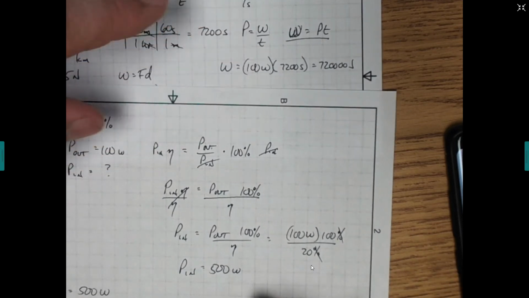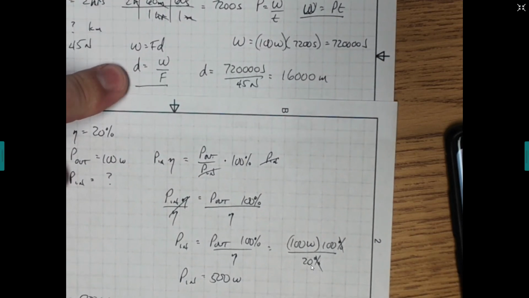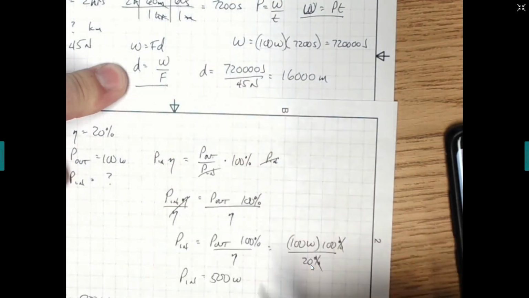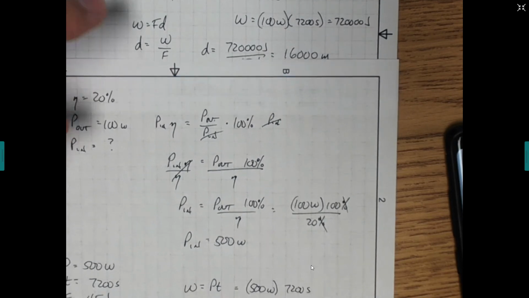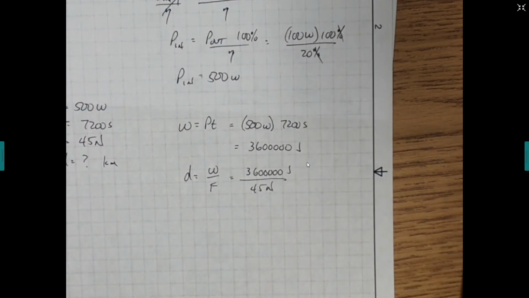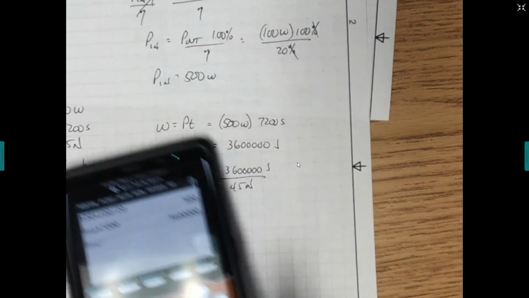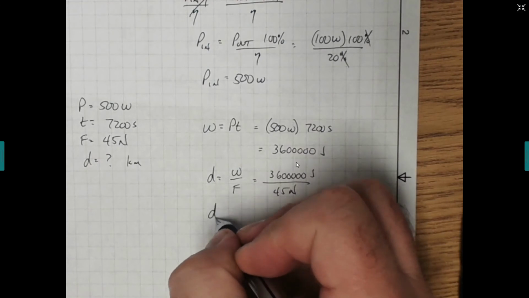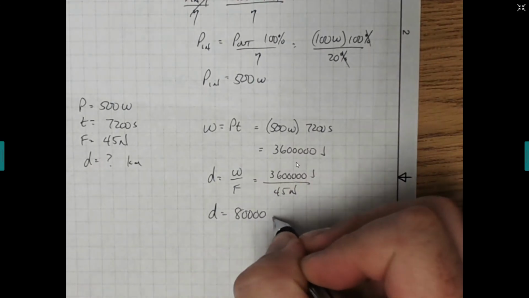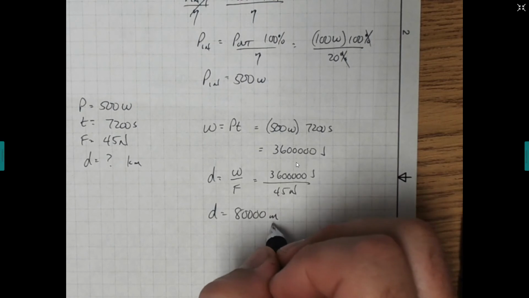So that's my work, and then we're going to use that work equation to solve for distance, and say that distance is work divided by force. We did all this before, so we don't have to rearrange again. Now we know our work is 3,600,000 joules. My force is still 45 newtons. And so now we're going to divide 3,600,000 by 45, and we get 80,000. So my distance is now 80,000 meters. Remember, they want it in kilometers.